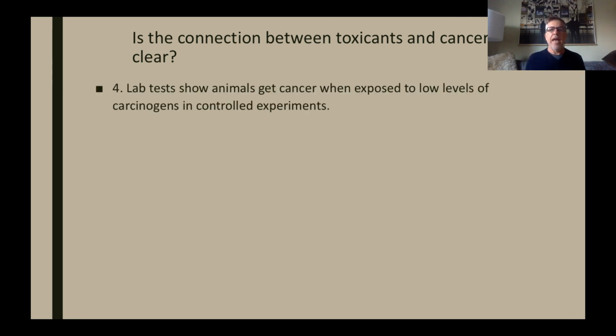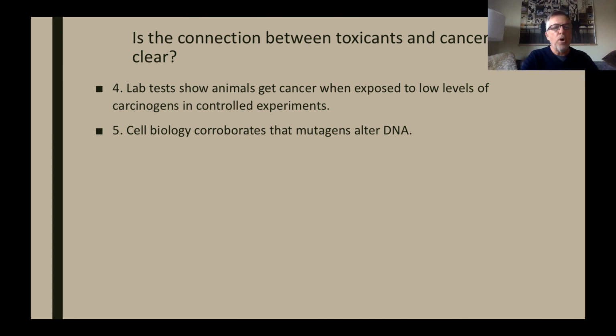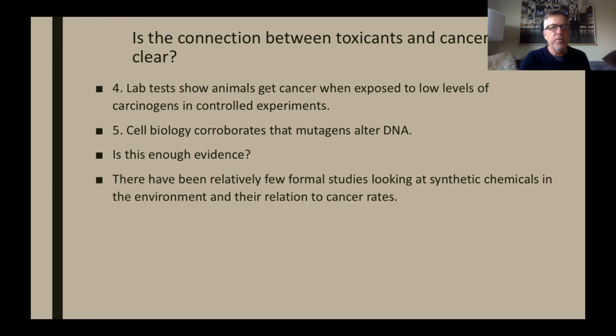Lab tests show that animals get cancer when exposed to low levels of carcinogens in controlled experiments. Cell biology corroborates that mutagens alter DNA. So we have all the pieces in the model that say these mutagens can cause cancer. Is this enough evidence for you? Given that, there have been relatively few formal studies looking at synthetic chemicals in the environment and their relation to cancer rates. In other words, to me, this should be a national priority.